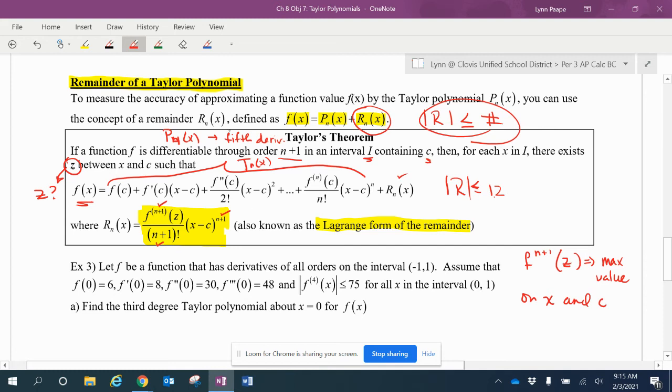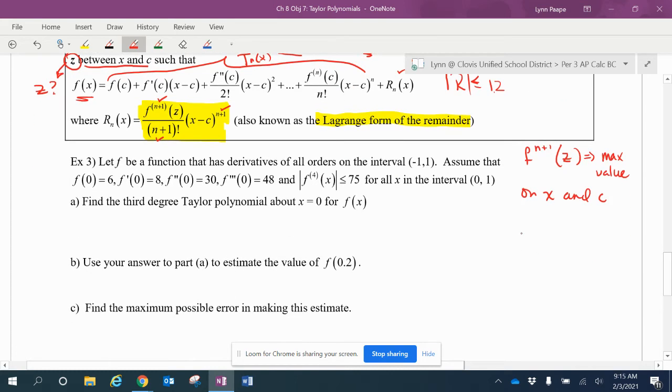Oops, that should say on the interval of x and c, okay? Because that's where this is coming from, on an interval between x and c. So we're just looking for what is that maximum value? What is the maximum y value on your function from x to c?